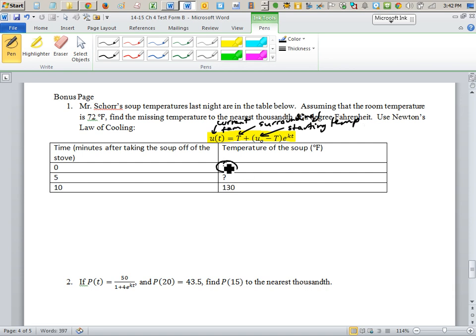We know that the current temperature of the soup is 130, so we're going to use the first and last data points because the middle one's a mystery. So the current temperature is 130. Now this is in an environment that is 72 degrees plus, and then with an initial temperature of 190 in surroundings of 72 degrees, e to the kt, where t has been 10 minutes. Okay, so we're actually good to go.